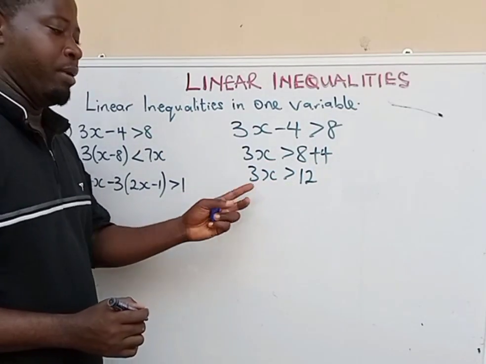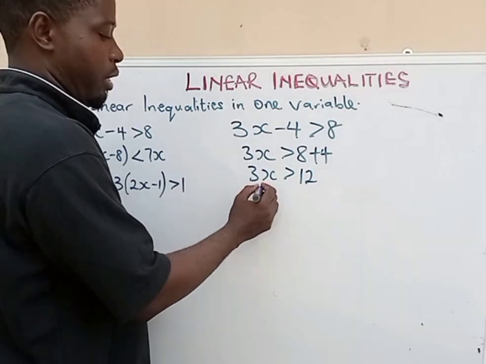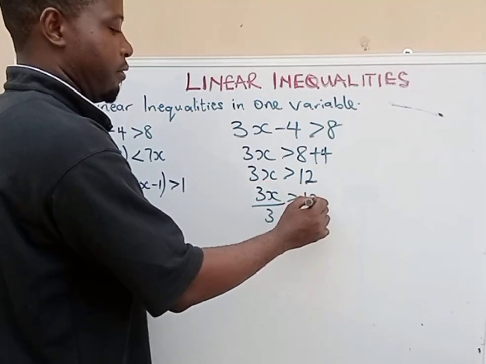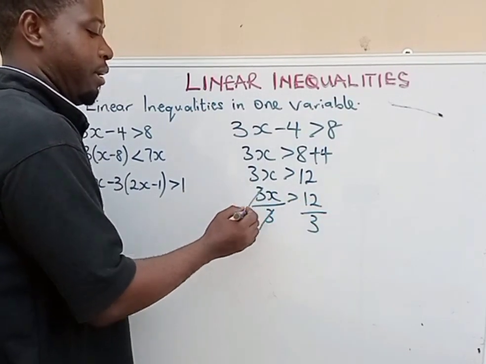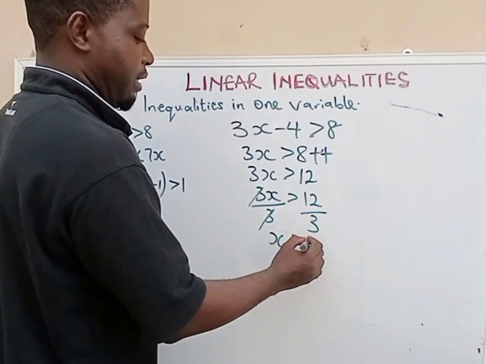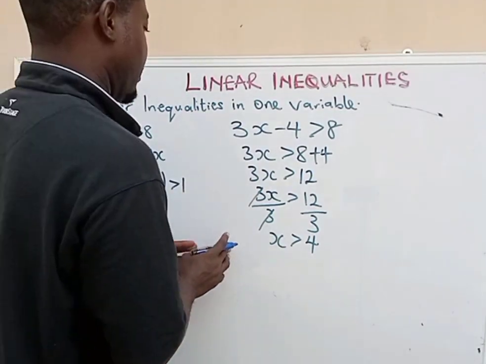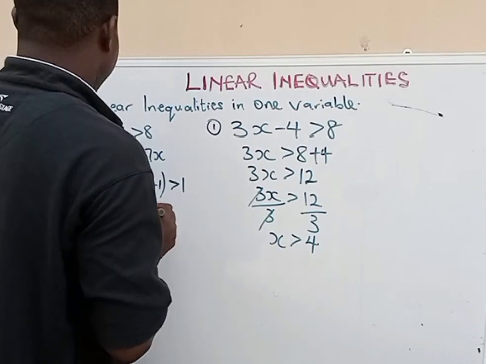Then you divide both sides by what? By 3. So in that case, we have 3x all over 3 greater than 12 all over 3, and our final answer is going to be x is greater than 4, because 12 divided by 3 is 4. Now that's the first solution to the first example.